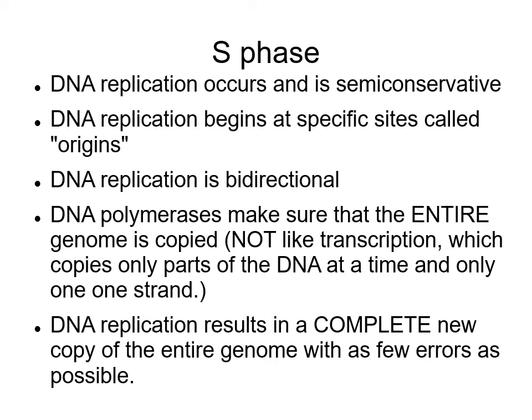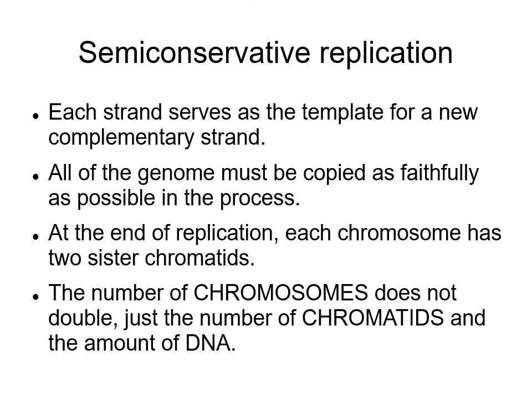So DNA replication is semi-conservative, begins at origins, is bidirectional. Remember semi-conservative replication, each strand serves as a template for the synthesis of a new complementary strand. At the end of replication, each chromosome now has two sister chromatids. So the DNA content doubles during S phase. We go from 2C of DNA to 4C. Importantly, the number of chromosomes doesn't change, just the number of chromatids. So at the beginning of S phase, each chromosome consists of one chromatid. At the end of S phase, each chromosome has two chromatids.